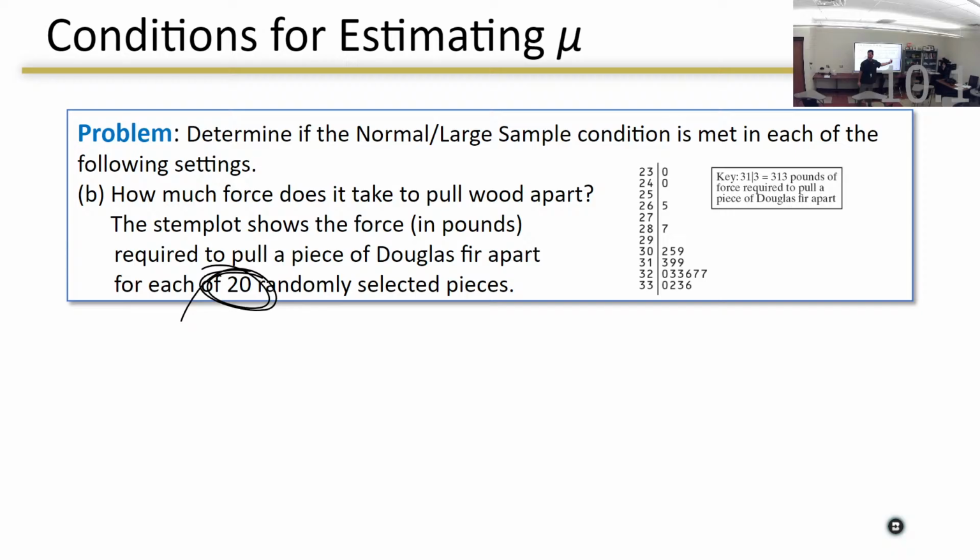Skewed which way? Left. Skewed to the lower numbers, if you forget that. Skewed to the lower numbers. Skewed left, skewed negatively. Don't forget that stuff. Don't be a knucklehead and say skewed up.